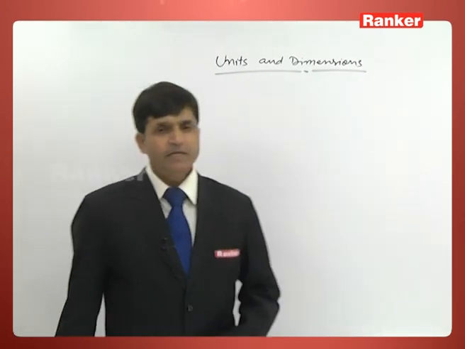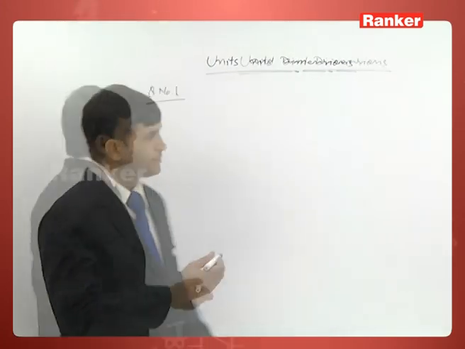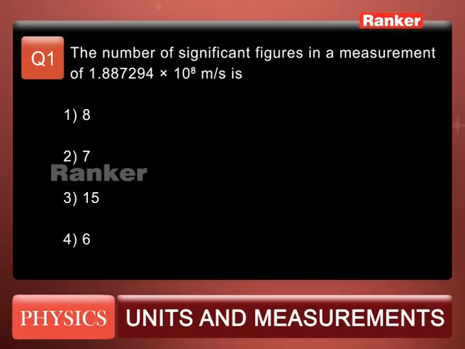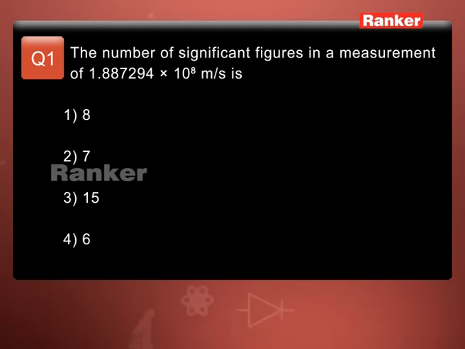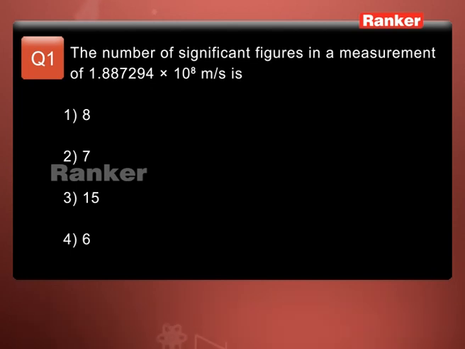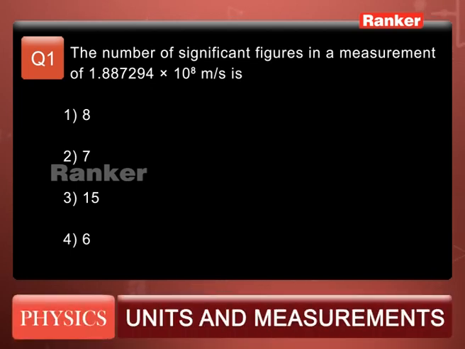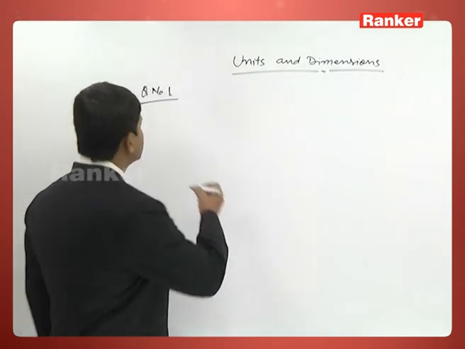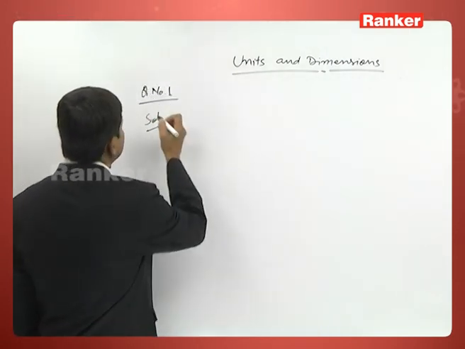So now units and dimension. To see the question number 1. In the question number 1, the question is that the number of significant figure in a measurement of 1.887294 into 10 to the power 8 meter per second is. The options are, first option is 8, second option is 7, third option is 15 and fourth option is 6. Now see the solution of this.